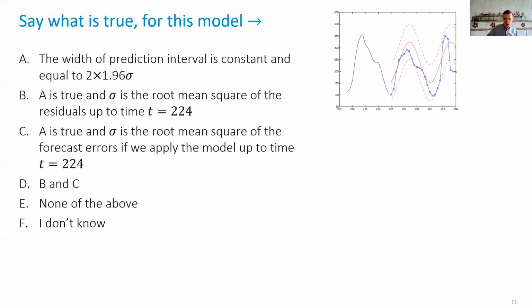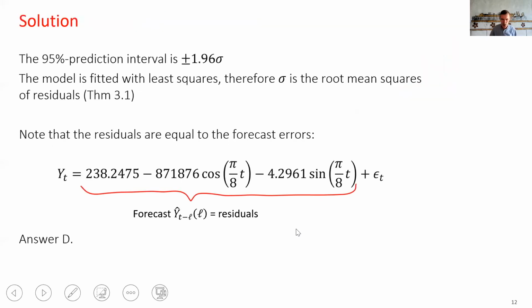The majority says B, which is true, but C is true as well. Admittedly, this is a bit contorted, but it's interesting to see why. Well, first we saw that the 95% prediction interval is plus or minus 1.96 sigma, so the width of the interval is twice 1.96 sigma, so A is true, right? The model is fitted with least squares. Therefore, we have seen that if we fit with least squares, we can estimate sigma squared as the mean squares of residuals. So sigma is the root mean square of residuals. That's the formula we have seen for least squares.